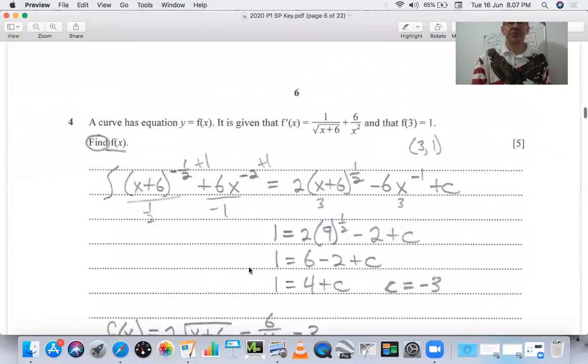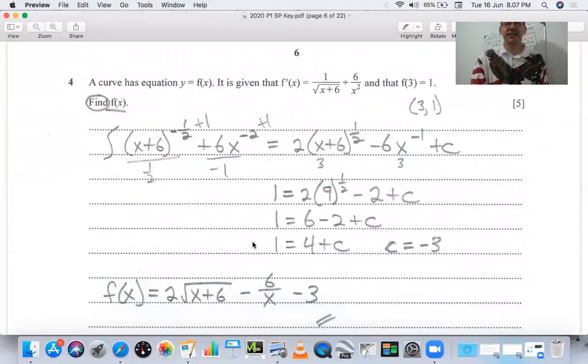Moving down to question 4, here we see a derivative notation here. So the equation is y equals f of x. We're given the derivative f prime of x, 1 over the square root of x plus 6 over x squared, and has this f of 3 equals 1, meaning that our x is 3, the y is 1. So it's like giving us a point here. So f of 3 equals 1 is the same thing as x3, y1. It's a derivative, and it wants us to find the original function, meaning we're dealing with an integration problem here.